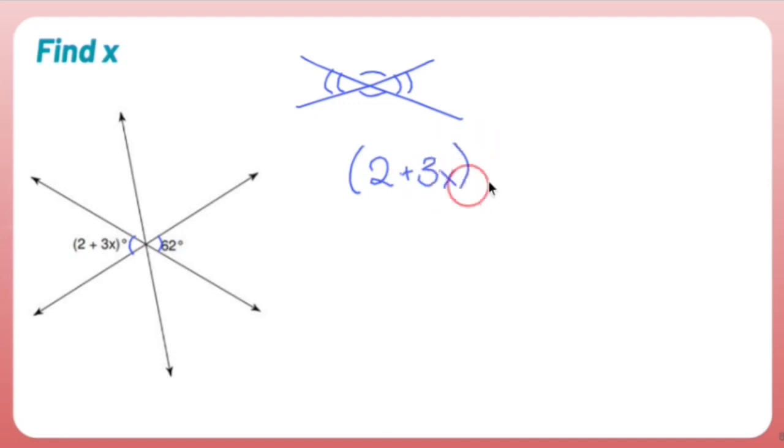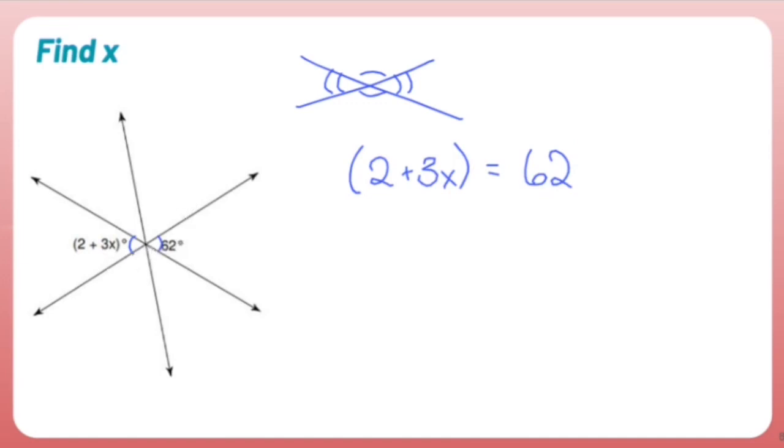Find x. What do we have here? We have a picture where I have two angles that are across from each other. Oh, these are called vertical angles. When two angles are created by lines crossing over like so, angles that are opposite of each other are called vertical angles, and vertical angles equal each other. So, in this case, 2 plus 3x is going to equal 62 because these guys are vertical angles.